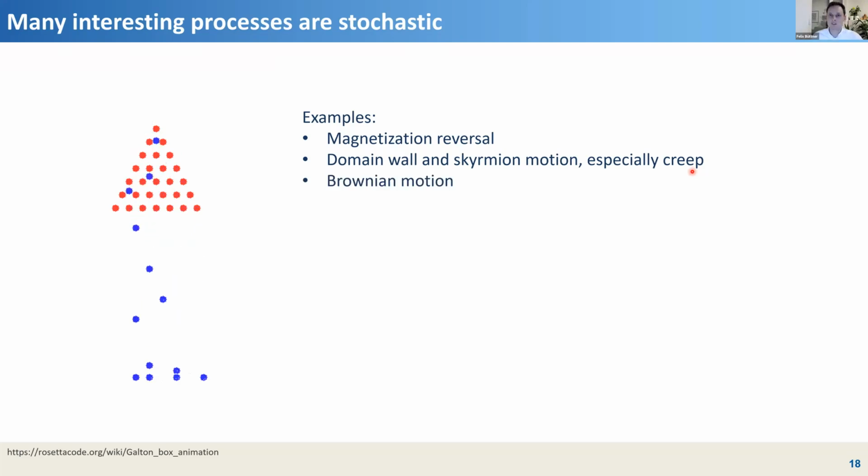And then there's also very interesting dynamics happening in spin ice systems, or generally in frustrated systems, which are currently not resolvable.